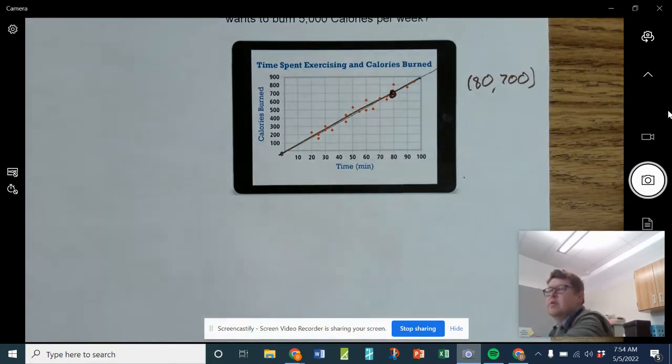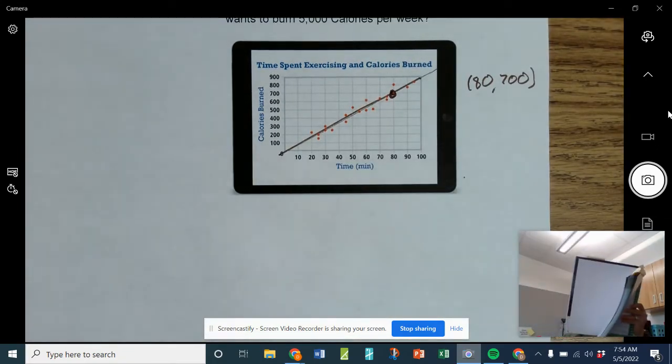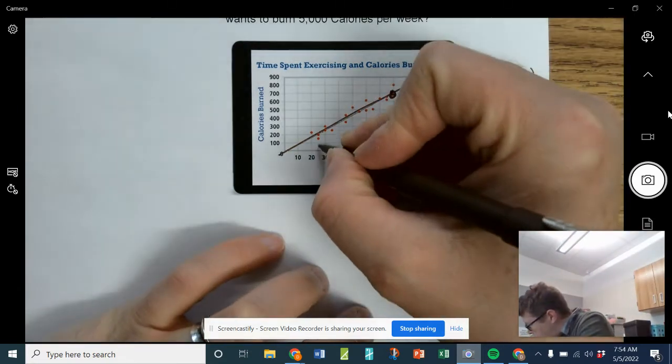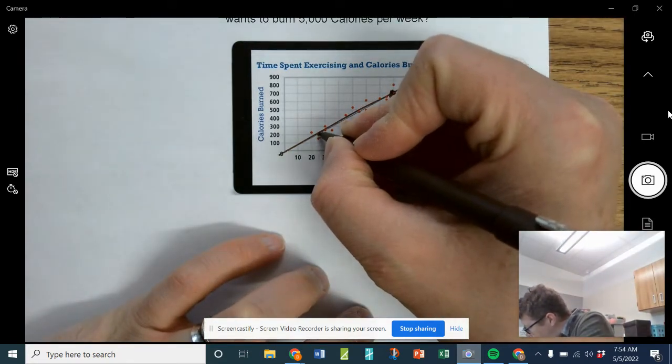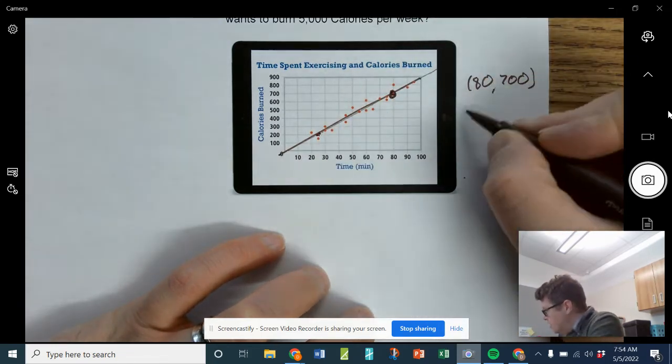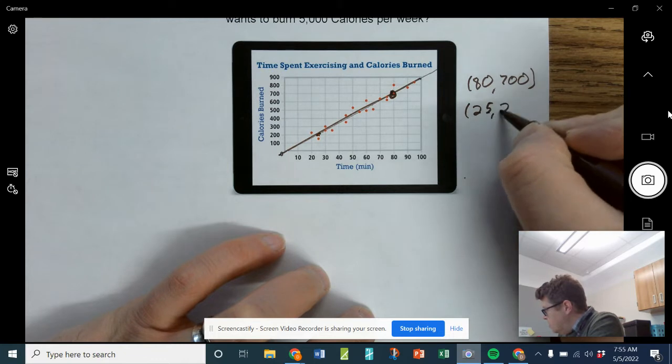What did they actually use in the book here? 25, 200. Let's take a look at 25, 200. Boom, right there. And that's close enough that we can use that. Okay, so we'll use 25 and 200.